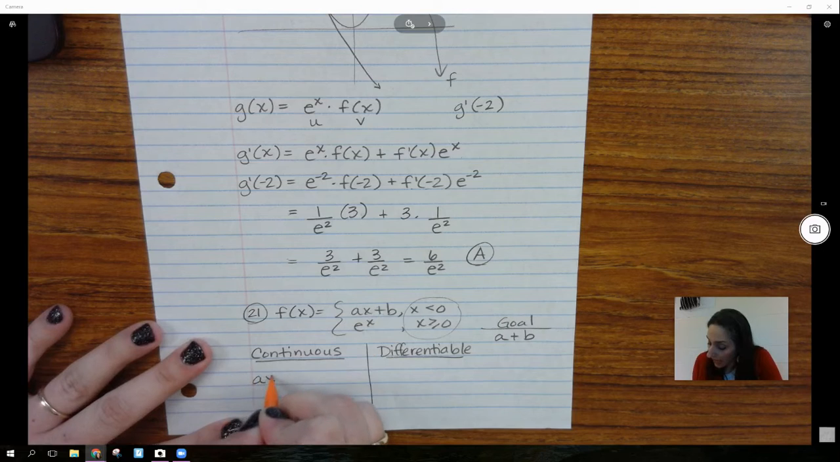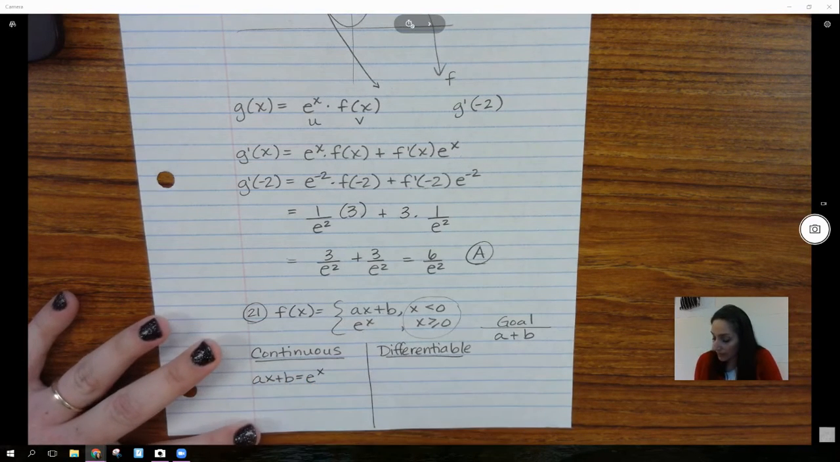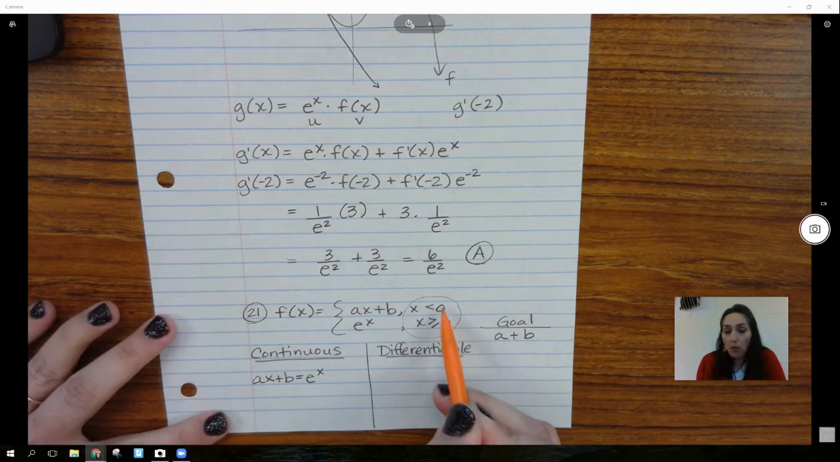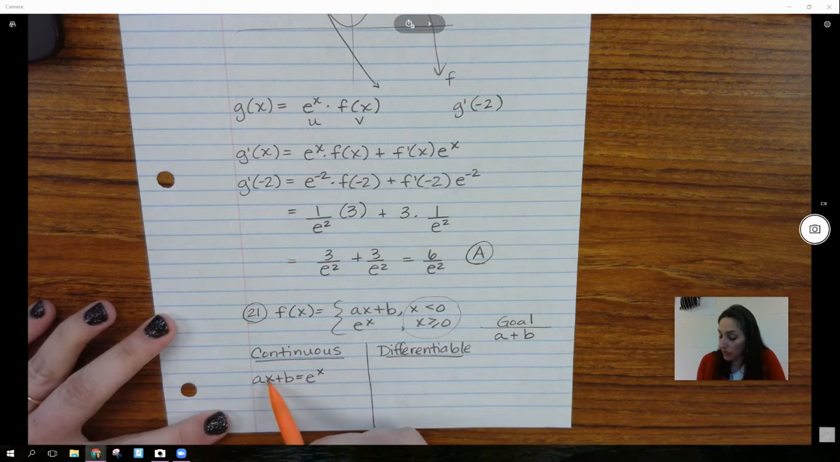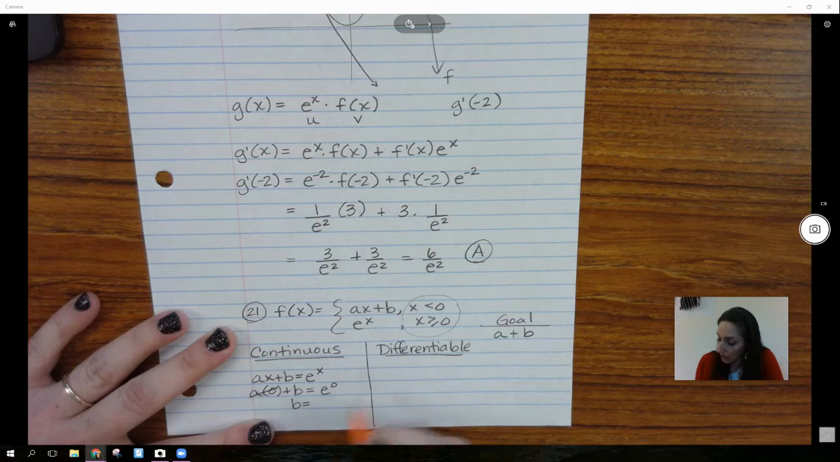If it's continuous, that means the two pieces hook together. So you say ax plus b equals e to the x. Where are they connecting? They are connecting at the point x equals 0, so you plug the 0 in everywhere you see an x. This becomes a times 0 plus b equals e to the 0. That goes away. b equals anything to the 0 power, which is 1. So we got an answer for b.